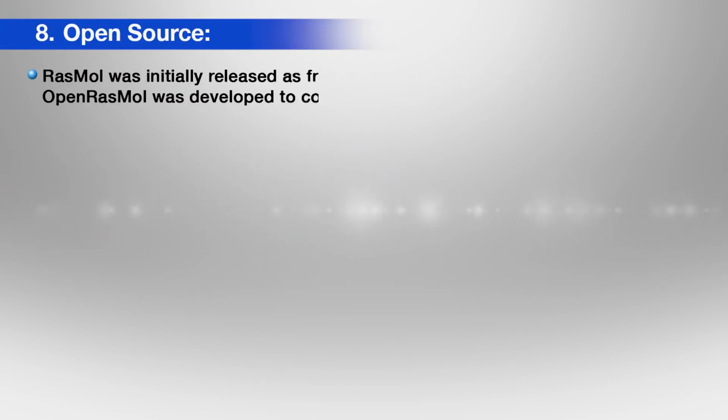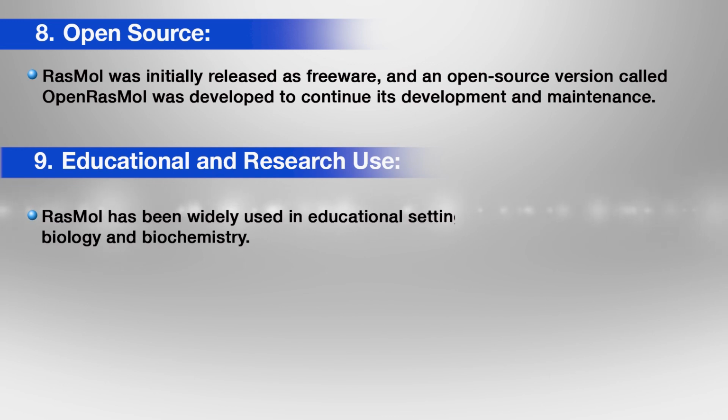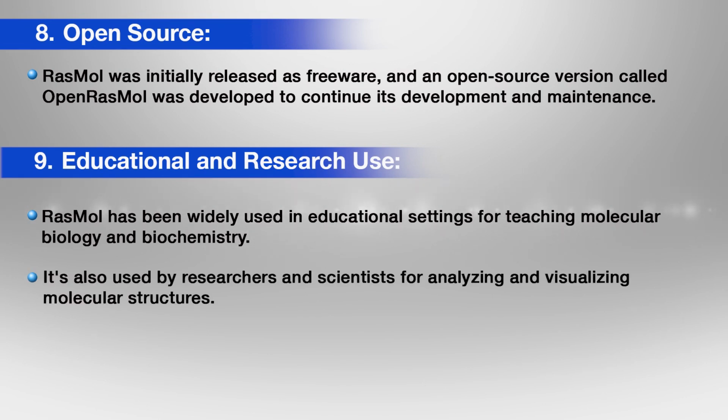Open source. RASMOL was initially released as freeware, and an open source version called OpenRasMol was developed to continue its development and maintenance. Educational and research use. RASMOL has been widely used in educational settings for teaching molecular biology and biochemistry. It is also used by researchers and scientists for analyzing and visualizing molecular structure.